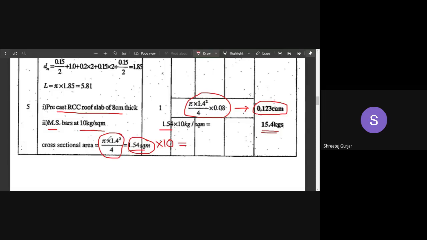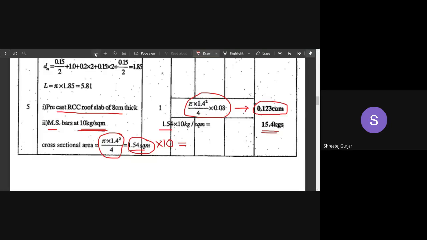Surface area into this given weight, 10 kg per square meter. If you multiply that, you will get the total quantity of steel required, the mild steel bars in the RCC roof slab. The RCC roof slab needs some reinforcement, so we need to calculate that quantity as well. We are using the standard of 10 kgs per square meter with mild steel bars. So we calculate the area, multiply that by 10, and we get the total quantity of steel. It is 15.4 kgs.